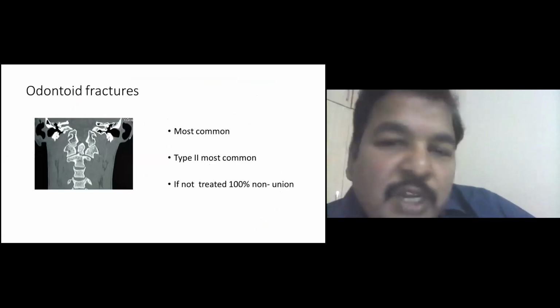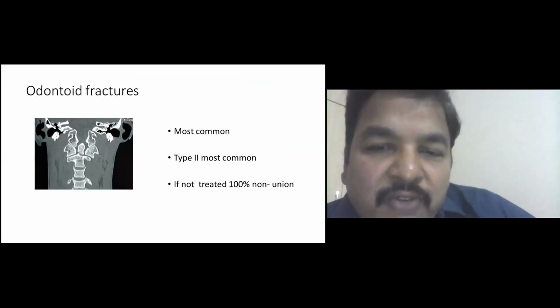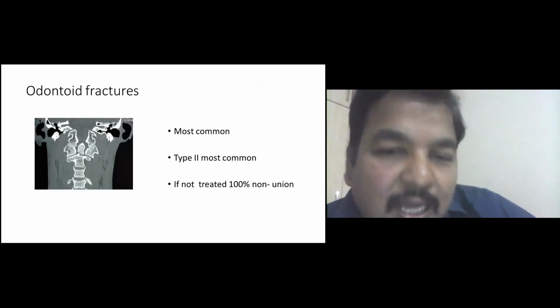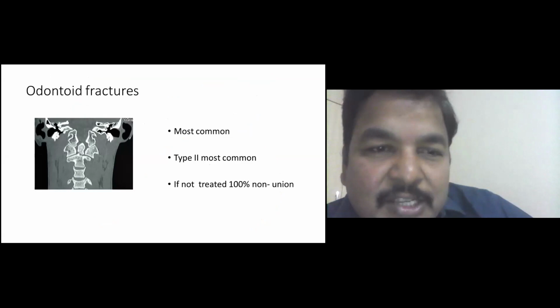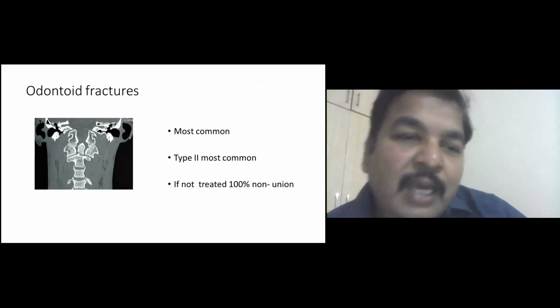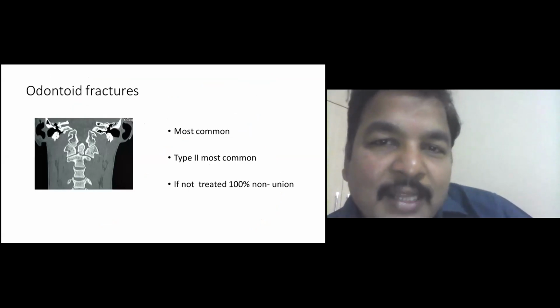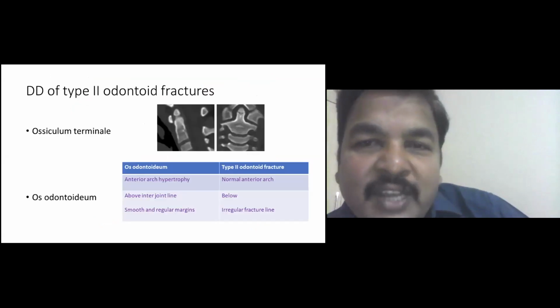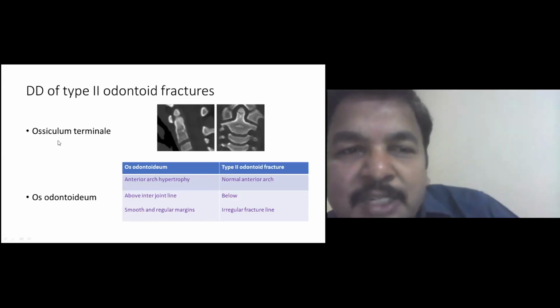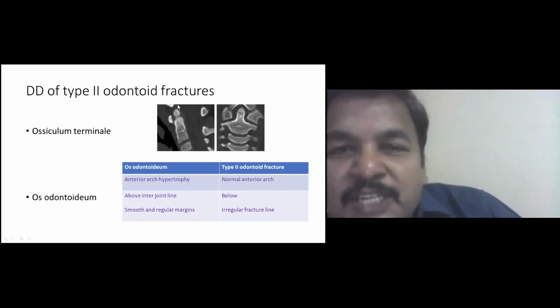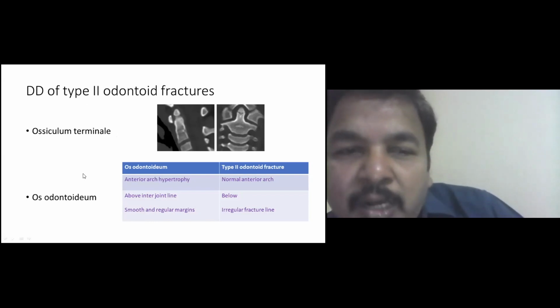Type 2 odontoid fractures are the most common fractures, and if untreated, there is 100% non-union in these patients because of the paucity of the blood supply at the base of the odontoid process, where the actual fracture site is. The differential diagnosis of type 2 odontoid fractures is, one, os terminale. Morphologically, it is a smaller segment lying at the apex, and second one is the os odontoideum.